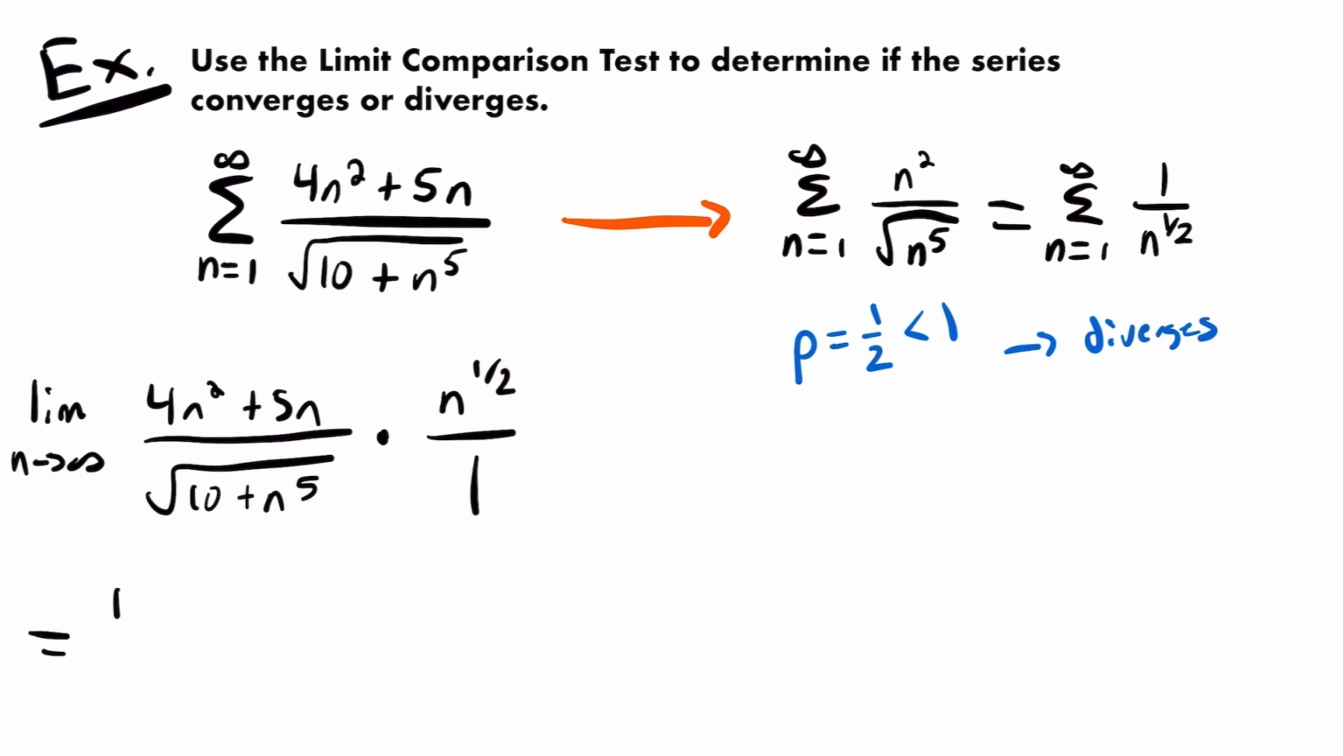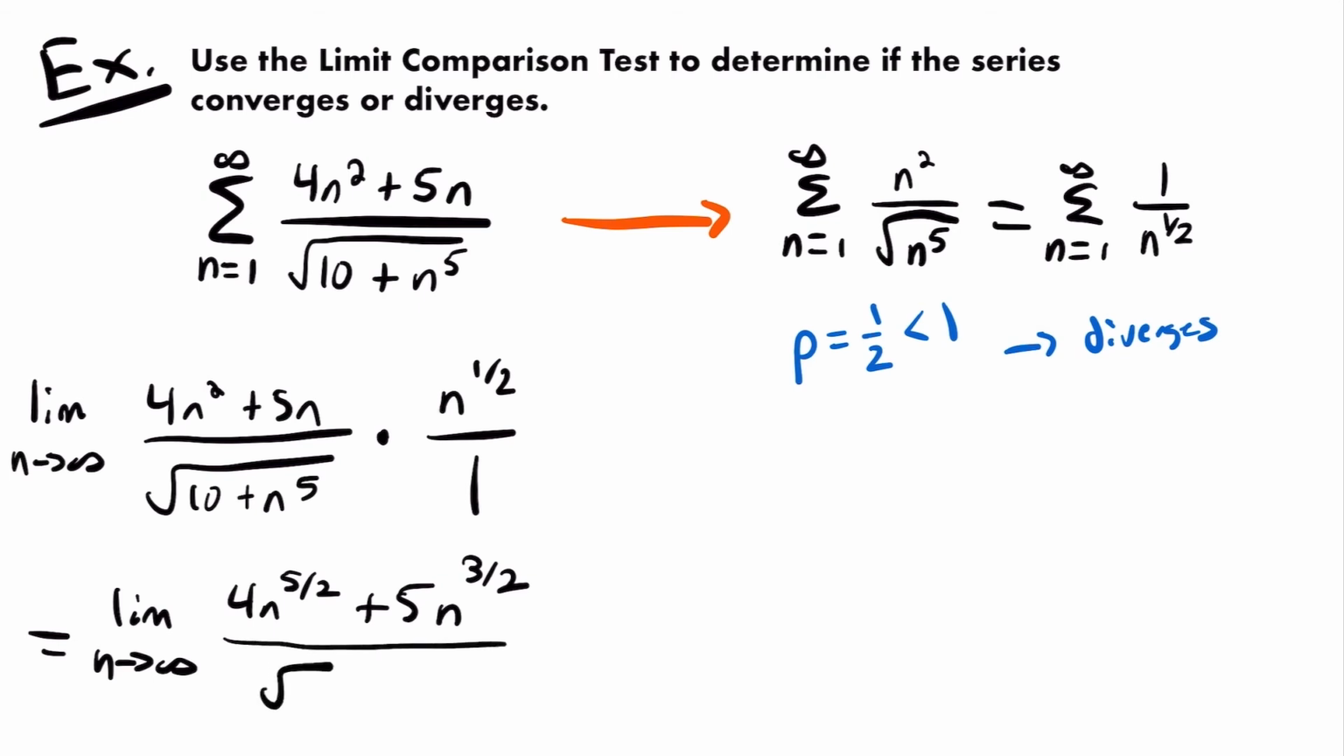So this is equal to the limit as n approaches infinity of 4 times n to the 5/2 power plus 5 times n to the 1/2 power. And so our exponents are 1 and 1/2, and so 1 plus 1/2 is 3/2. So we have n to the 3/2 power. And that will still be divided by the square root of 10 plus n to the power of 5.